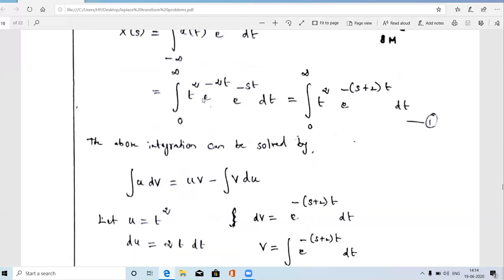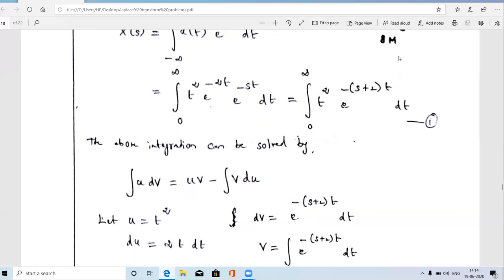Here there are two e power terms. The base is common, which means we have to add the powers. So we can combine the powers and write e power minus of (s plus 2) times t, into t squared.